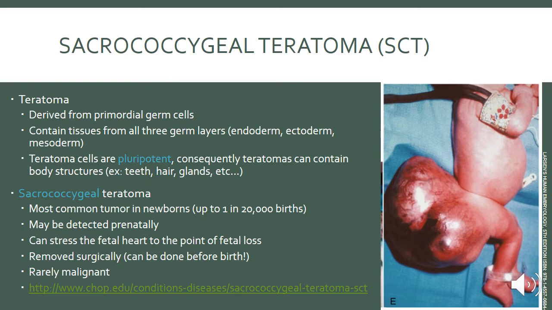Now, the most common tumor in newborns is a sacrococcygeal teratoma. Sacrococcygeal just describes its location. So your sacrum and your coccyx are the base of your spine or your tailbone. So these are teratomas that form at the base of the spine or on the rear. They can be seen prenatally, and they can be a serious complication because the larger they are, the more stress they put on a baby's system and can actually increase the risk for miscarriage or stillbirth. Now, they are treatable. They can be treated surgically, and sometimes even before birth.